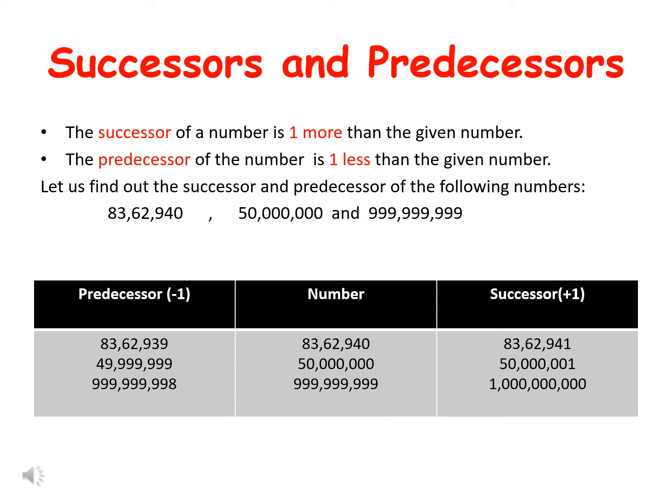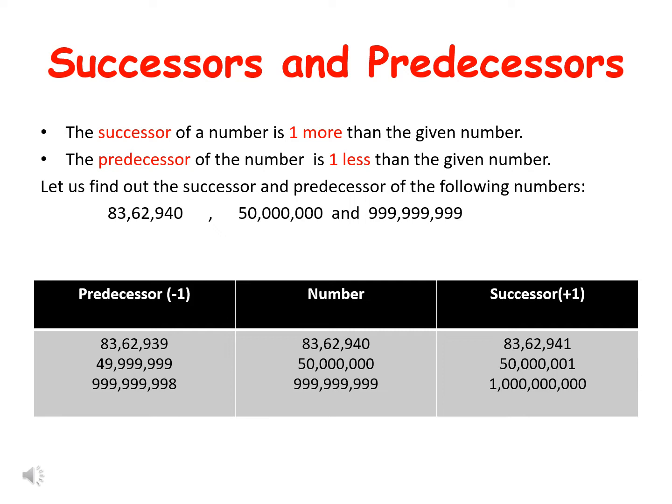Now, when you have studied how to compare numbers, it becomes much easier for us to understand what the successor of a number is and what the predecessor of a number is. You have already studied successors and predecessors in your previous classes. Let's have a quick recap. Successor is the next number, meaning one more than the given number, and predecessor means the previous number, which is one less than the given number.